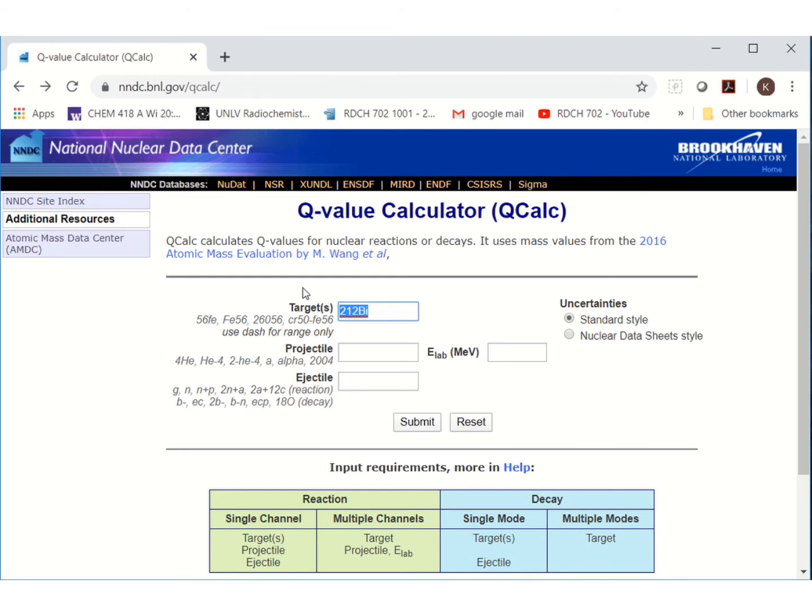Let's do something like, let's take some lead-208, and then let's hit it with a proton, and let's make some gold. So we're going to turn lead into gold. Let's see what the energetics are.